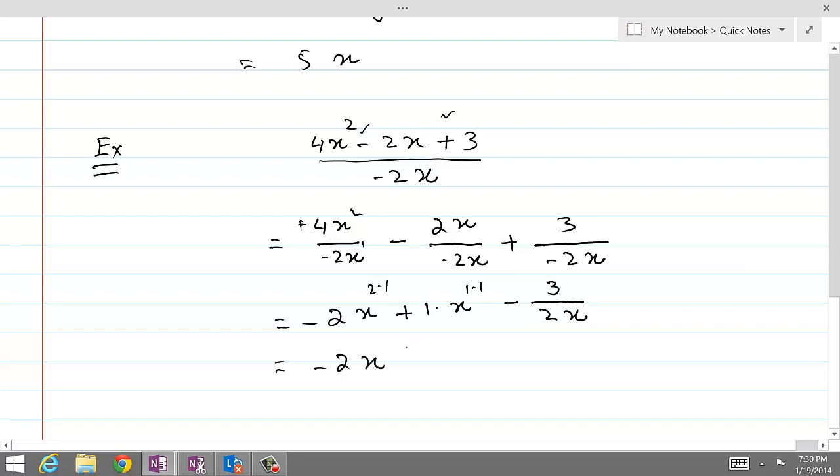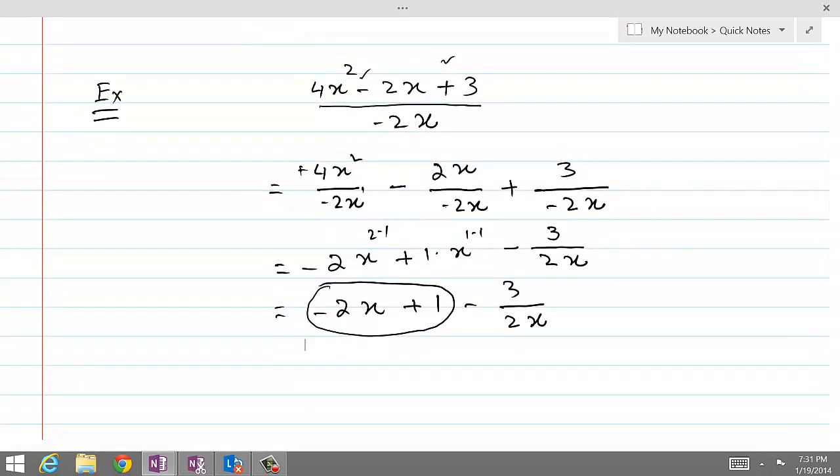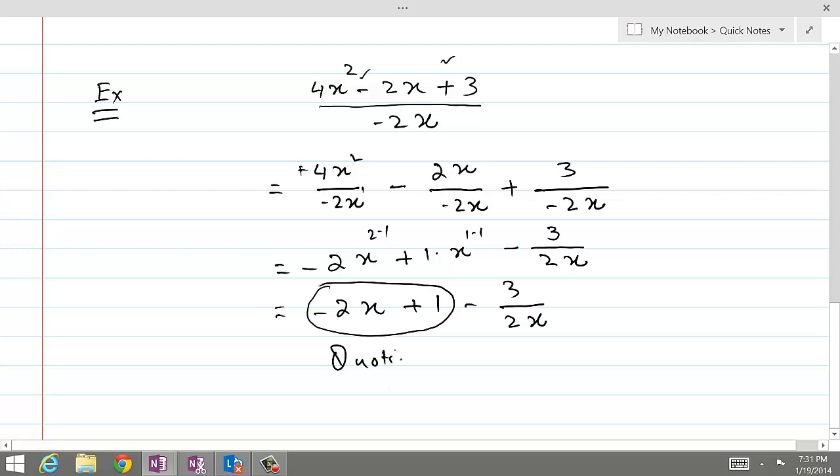power 2 minus 1 will give us x power 1. We don't really write 1 in the exponent, and plus 1 x power 0, which is 1. We don't write 1. So minus 3 over 2x. So this is what is called the quotient, the whole which doesn't have any denominator. This is the quotient, Q-U-O-T-I-E-N-T, quotient.